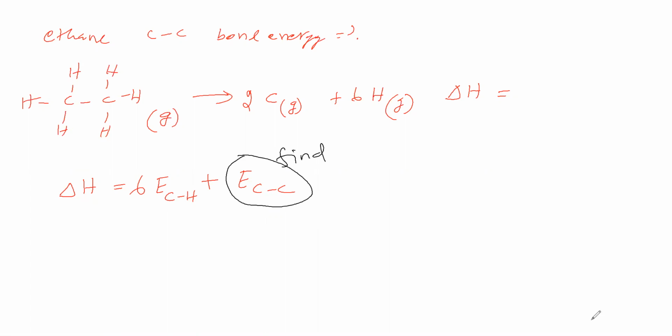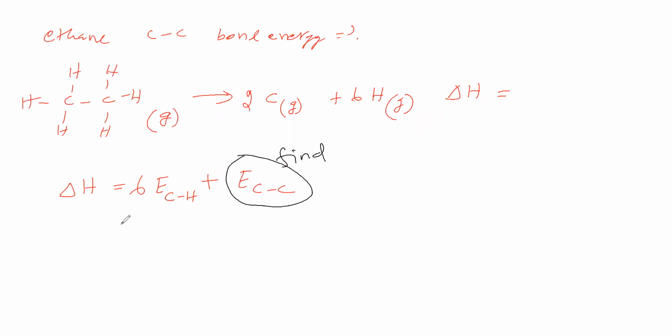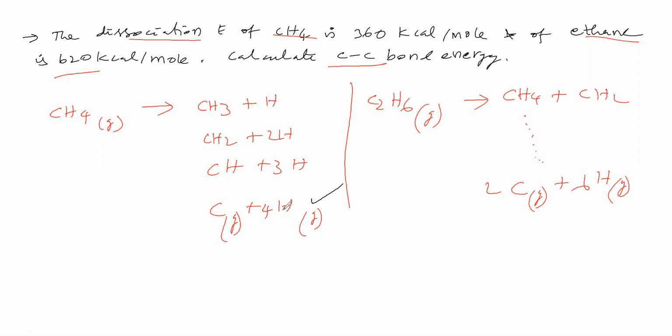So we will see the given data. One data is given: dissociation energy of CH4. CH4 is undergoing dissociation. What are the possibilities? These are the possibilities. Let us take this possibility. Why? Because we want these two data to find this. Whether we are getting these two data from the given data or not, we have to check. So let us take this possibility.